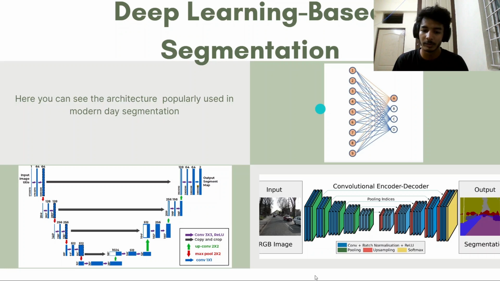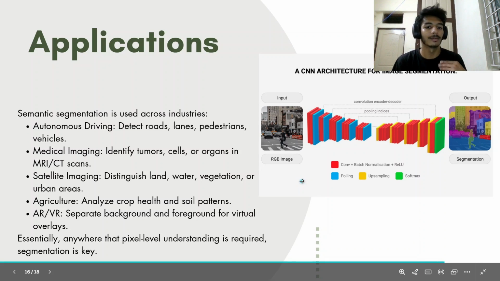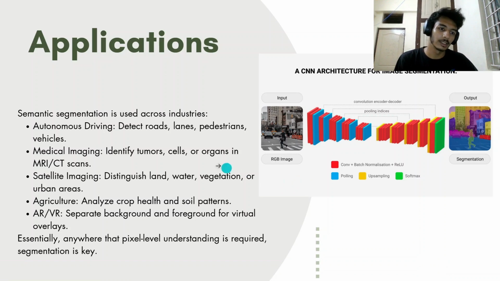Yeah. So moving on, we have applications of semantic segmentation. It's mainly applied in autonomous driving, to detect roads, lanes, pedestrians, vehicles, people passing by. And the other application might be medical imaging. It identifies tumor cells and organs. Here you could use UNet, as I mentioned, and for autonomous driving you could use fully convolutional networks, or SegNet would be better. And satellite imaging distinguishes land, water, vegetation, or urban areas.